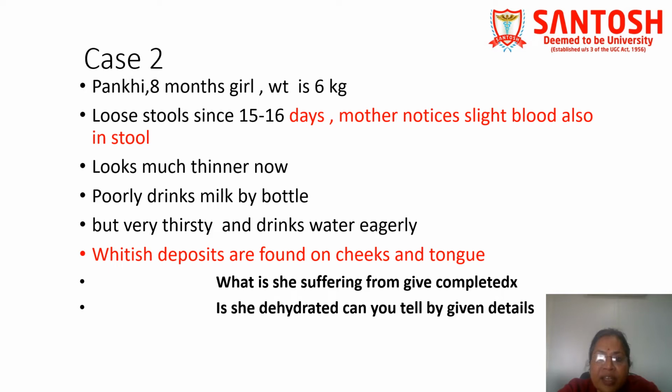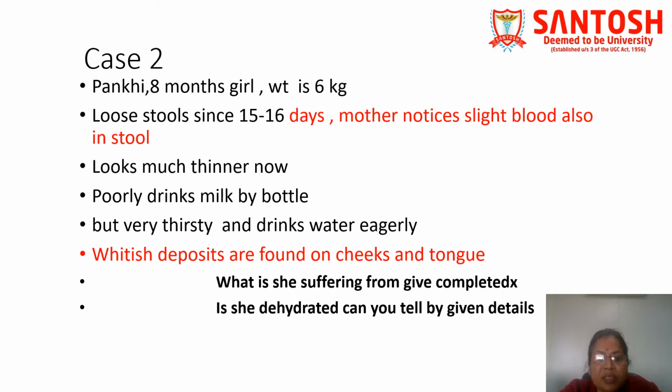So one thing is very clear. This is not simple diarrhea. This is called persistent diarrhea. It means if loose stools persist beyond 14 days, it becomes a more serious issue. Besides the persistence of diarrhea, the mother tells me that she has noticed a slight amount of blood also in this morning's stool. So this means this girl is having dysentery as well. And definitely you can see she is 6 kgs, so she looks thinner than Sonu.